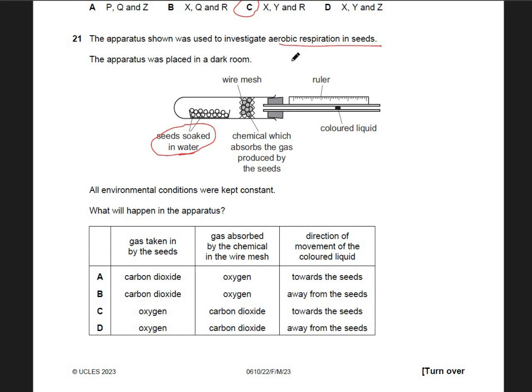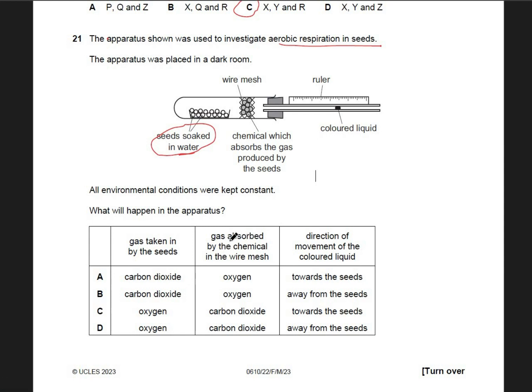So the aerobic respiration in the seeds will produce carbon dioxide, obviously. Alright, and they will use up the oxygen. All environmental conditions were kept constant. What will happen in the apparatus? Alright, so gas taken in by the seeds, oxygen is taken in by the seeds during respiration. So the answer must be between option C and D.